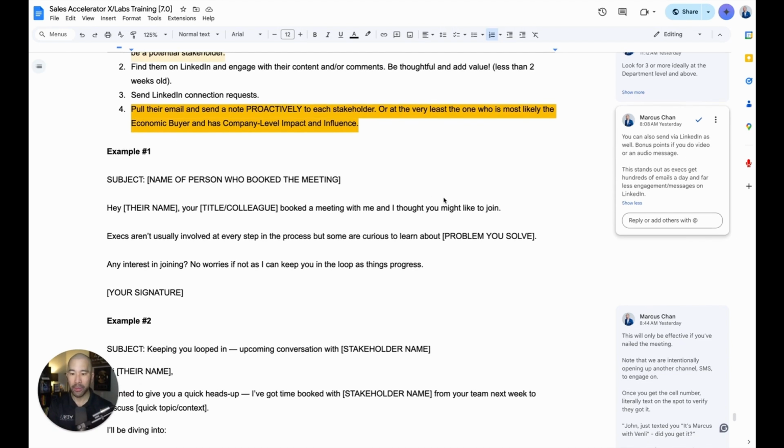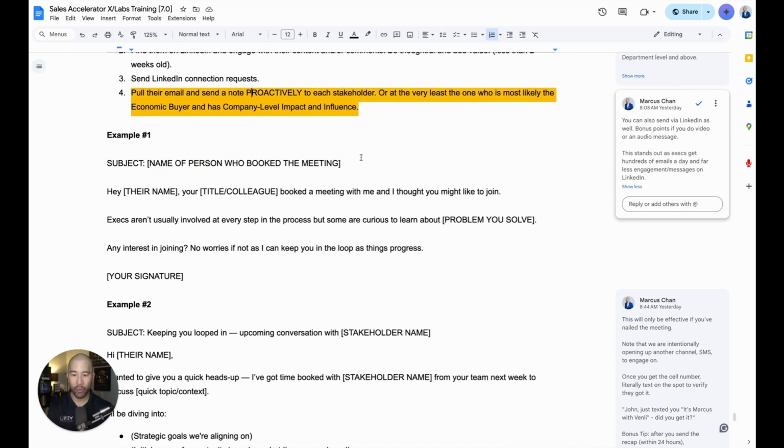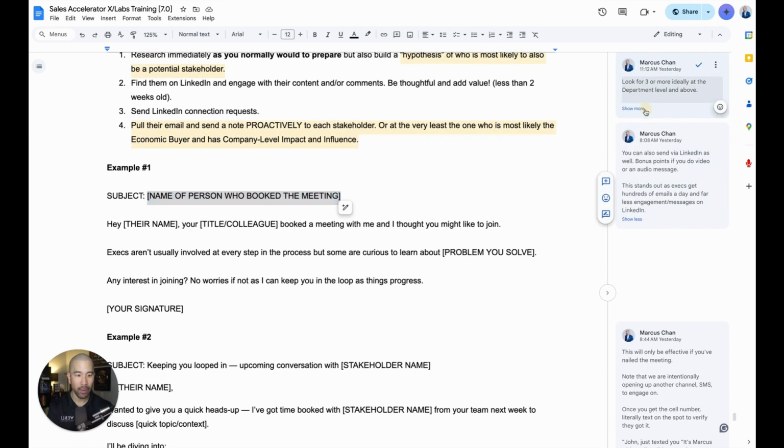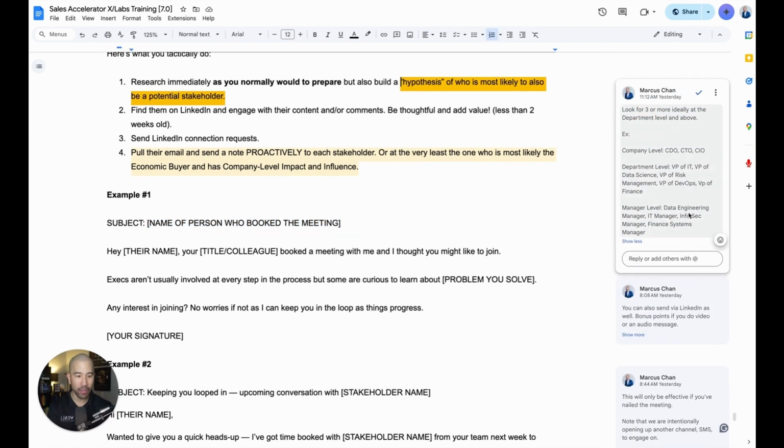So the example can be very, very simple. For example, here's example number one. The subject line could be literally the name of the person that booked the meeting. It could be John Smith, who booked the meeting, right? You go, hey, their name. So, hey Bob, if it's someone that's maybe below them, because you're reaching up to a department level, maybe it's their IT manager, Steve Smith. Hey Bob, Steve Smith, your IT manager, booked a meeting with me. I thought you'd like to join.